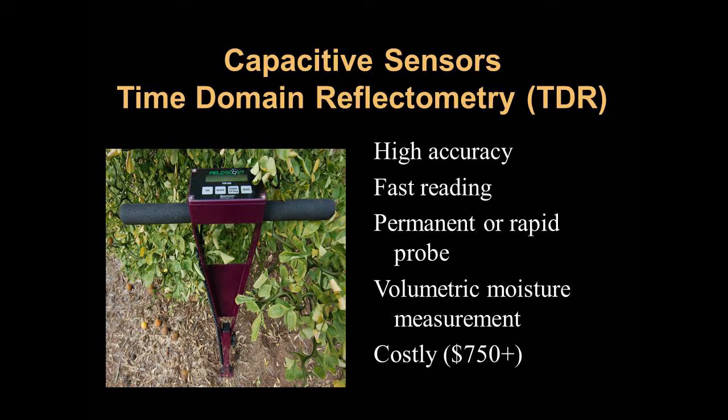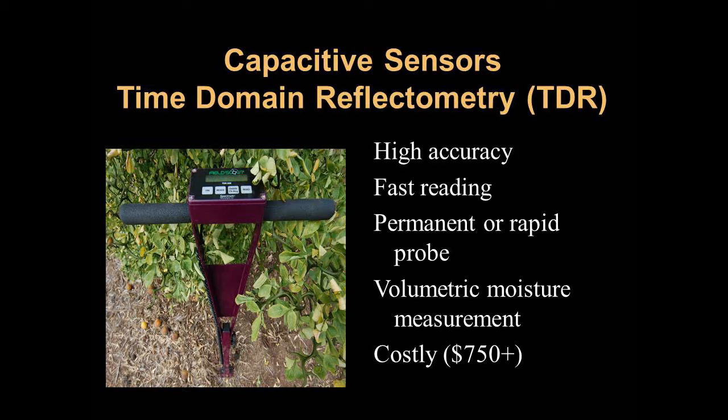The same sort of thing, the capacitive sensors. This one is newer technology. It's called time domain reflectometry. It's again measuring the electrical capacitance of the soil. And again, I hope you don't ask me any questions about that. It's called a TDR meter. And again, it gives you very rapidly, very accurately the volumetric water capacity, or how much water is in it by a measure of volume.